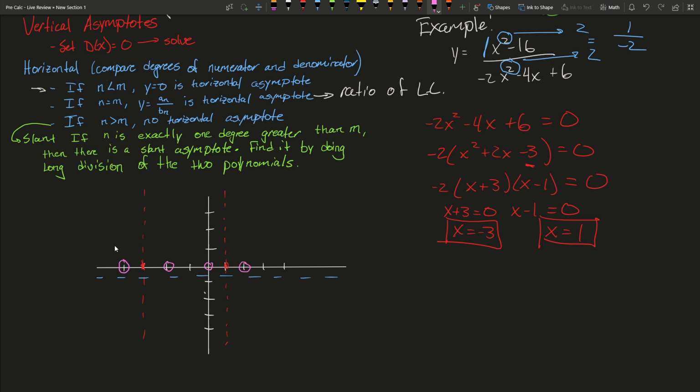So the next thing we do is we just evaluate those numbers of x. So we get f of negative 4, f of negative 2, f of 0, and f of 2. And I don't have a calculator on me, so this is going to take a second.